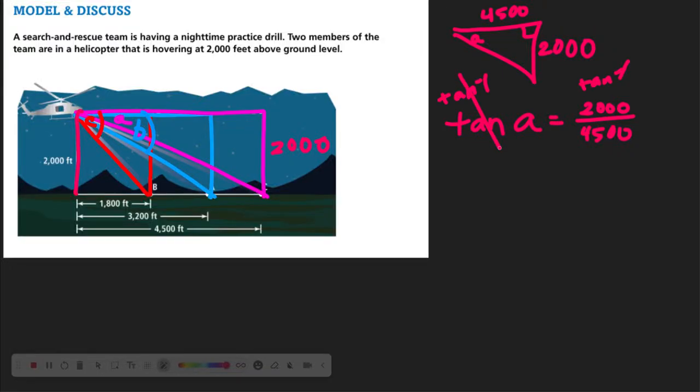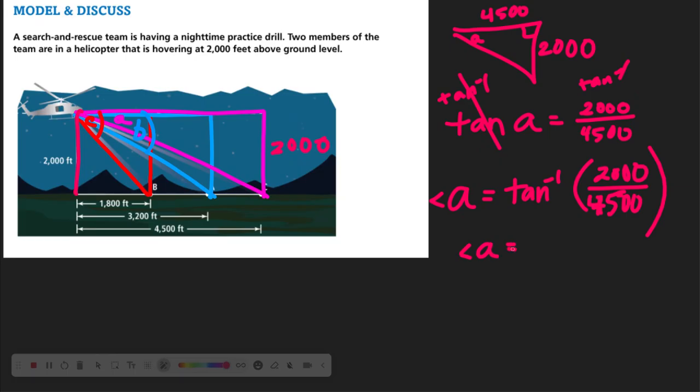That cancels it. Remember, if you're trying to find an angle, what button are you going to have to hit on your calculator? The second key. Can somebody put that in their calculator for us? Second tangent of 2,000 over 4,500. Isaac? 23.962. Okay, now Isaac, let's just go fast because this is a 5-minute lesson.